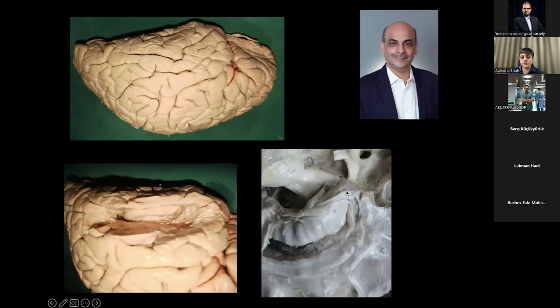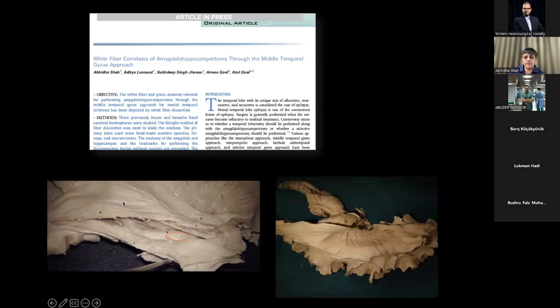And this is important when you are performing amygdala hippocampectomy. And this approach has been used by us for many, many years. It was described by Professor Goel. And then we actually go ahead through the middle temporal gyrus, enter the temporal horn in this region, and then remove this whole thing in an en bloc fashion. So the neocortex with the amygdala, hippocampus, and the tail, and the whole thing in one en bloc fashion.